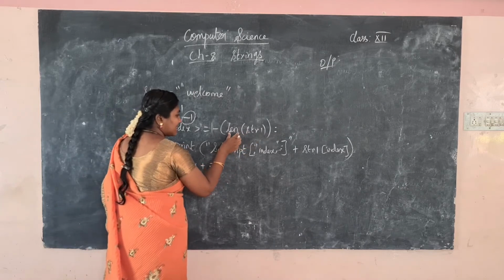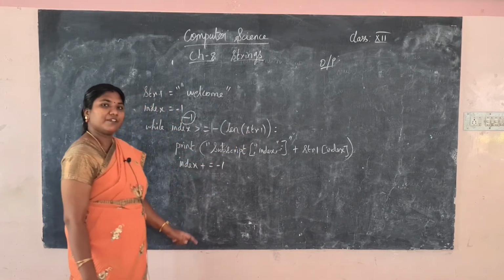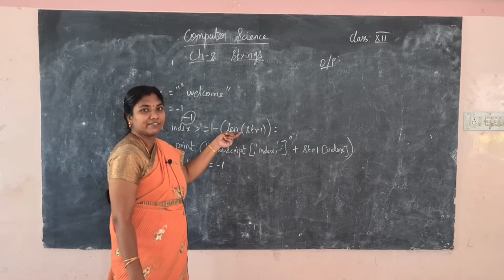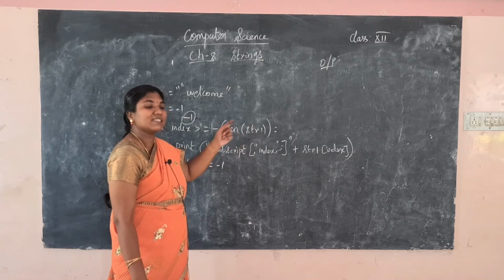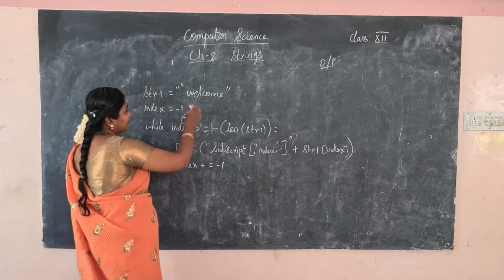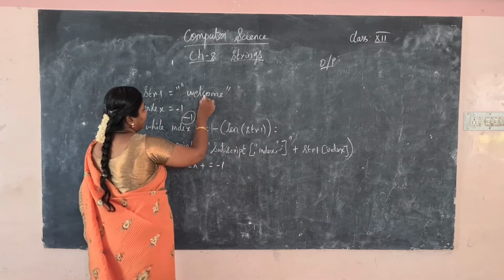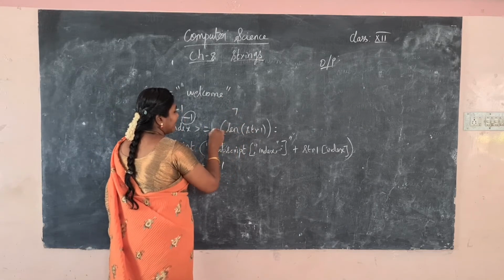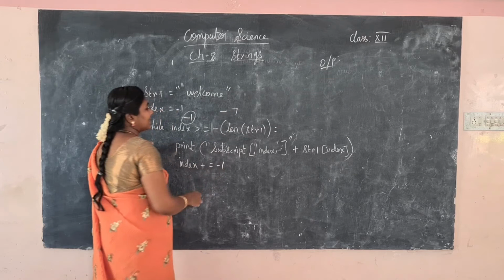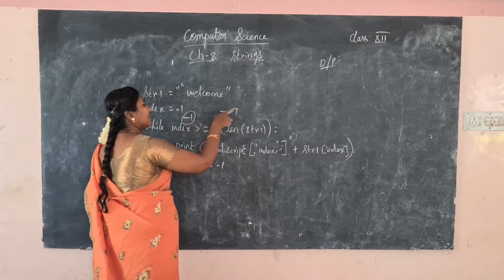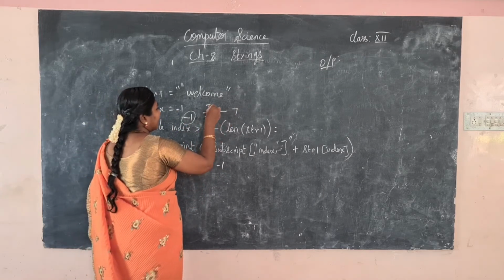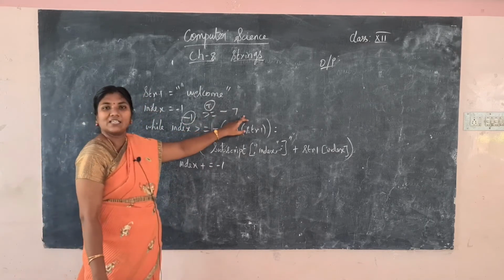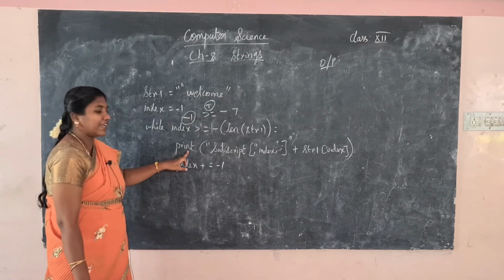So what does this string function do? In the last video we learned about the built-in string functions. In that, what does len give? Len gives the length of the string, that is the number of characters. How many characters are here? 1, 2, 3, 4, 5, 6 and 7. So the length of the string is 7. With a negative sign here, it is -7. So is -1 greater than or equal to -7? Condition true. -1 is greater than -7, so it will get into the loop.